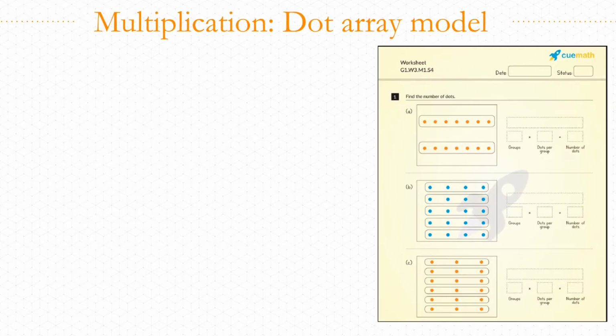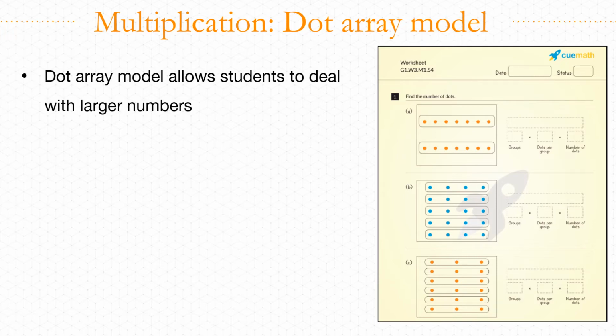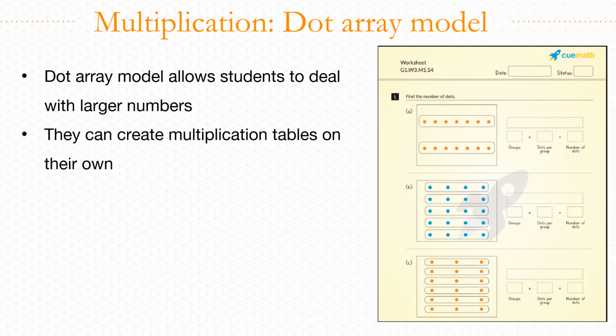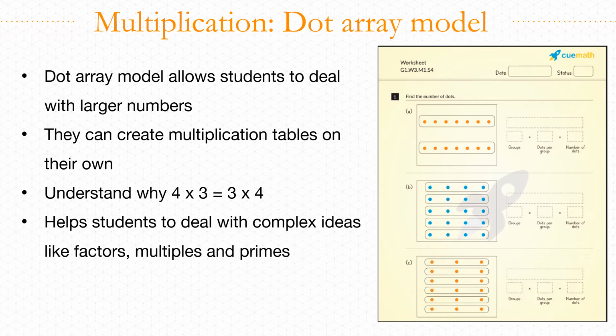They then extend their understanding of the multiplication algorithm with various models like dot arrays, allowing them to deal with large numbers and even enabling them to create multiplication tables on their own. They can visualize multiplication as an extension of addition and understand why 4 times 3 is equal to 3 times 4. This clarity in understanding multiplication helps children to deal with complex ideas like factors, multiples, and primes with ease.